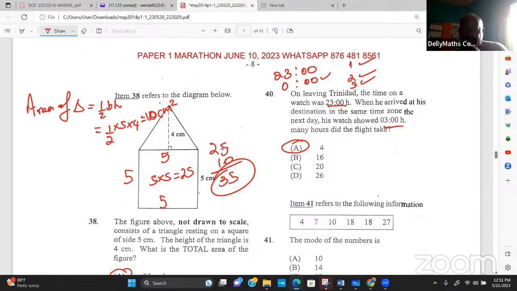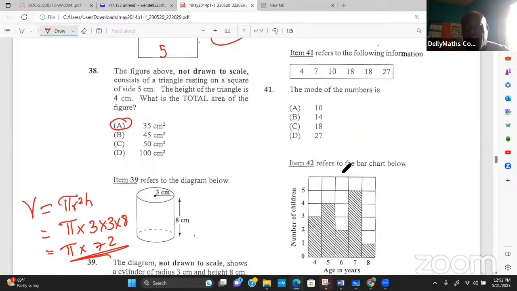All right. Remember though that in the AM, your regular counting is 1, 2, 3. So this is AM. And when you see the 24-hour clock pass 12, when you get 13, you're in the PM. So this was already in the night coming into morning. So it's 4 hours. Don't choose 16. Careful. Item 41: 4, 7, 8, 4, 7, 10, 18, 18, 27. What is the mode of the numbers? The most frequently occurring number here is 18. The mode is always the most frequently occurring score. So we have 18 here.